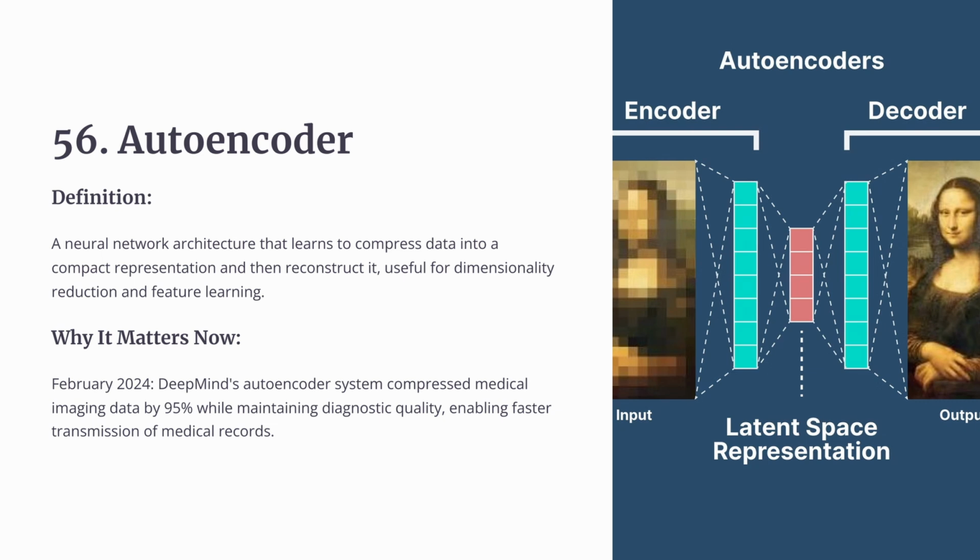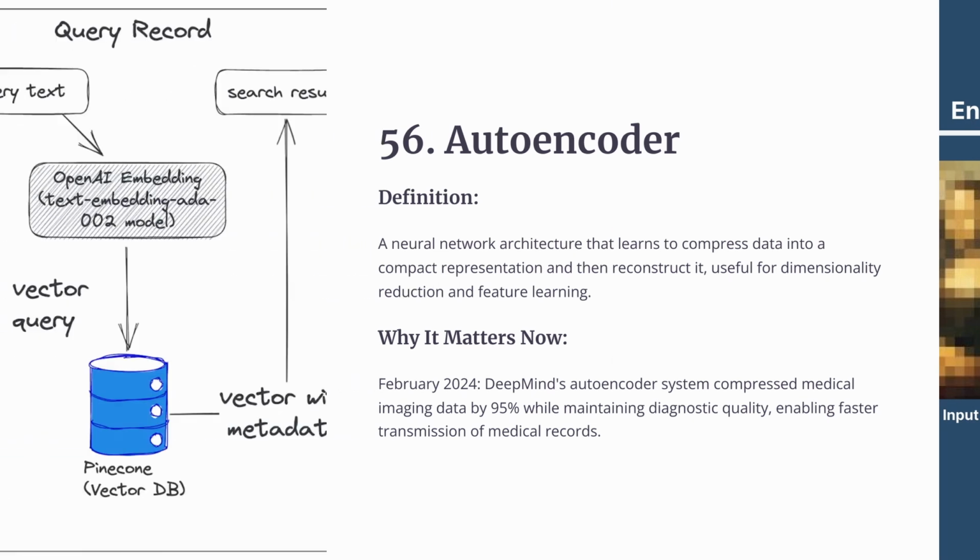An autoencoder is a neural network architecture that learns to compress data into a compact representation and then reconstruct it, useful for dimensionality reduction and feature learning. Think of this like creating a highly efficient zip file for data. DeepMind's medical imaging breakthrough is incredible because it's like being able to compress a huge medical textbook into a small pamphlet without losing any crucial information. This means hospitals can share critical scans and images much faster.